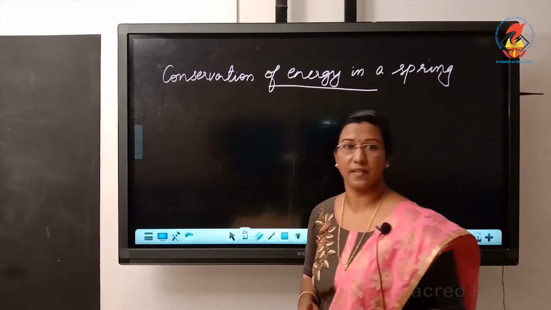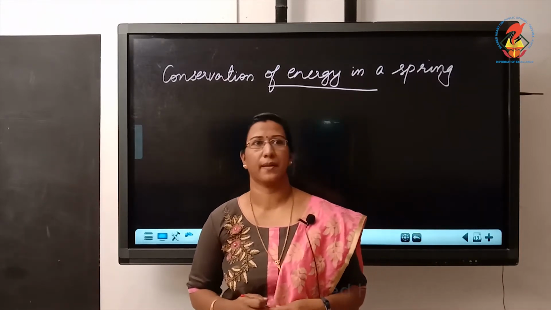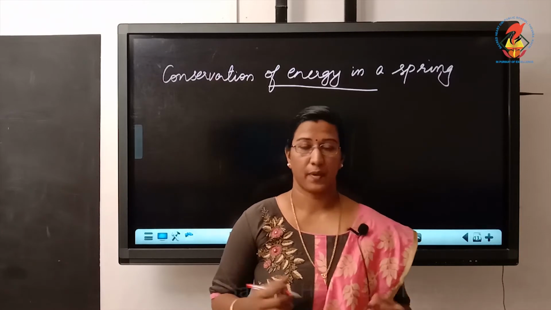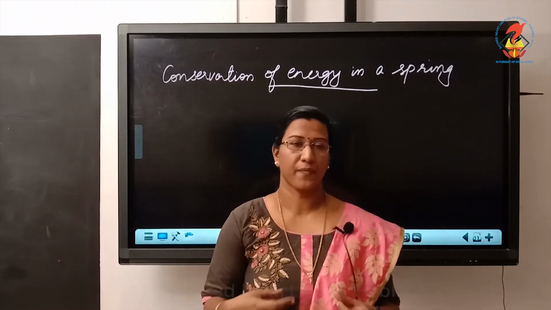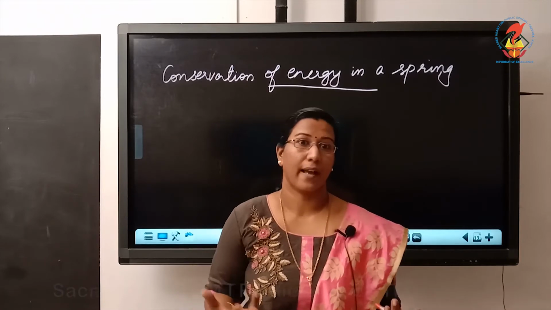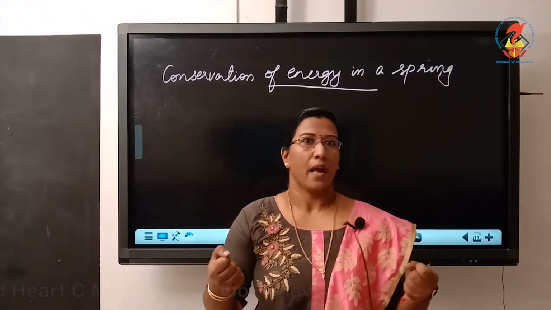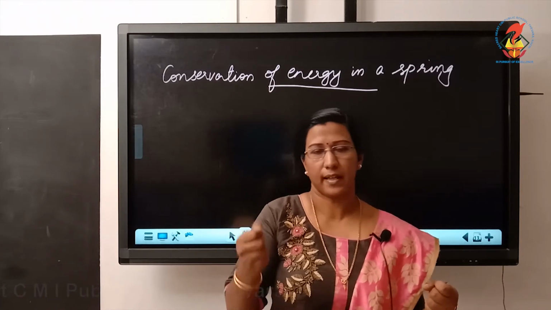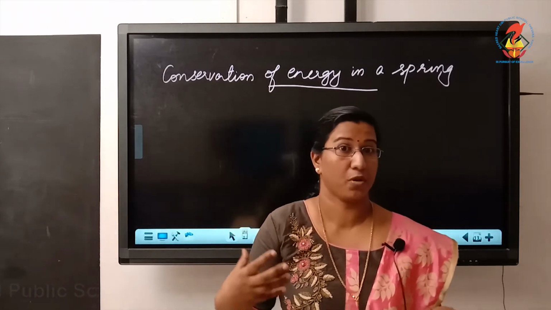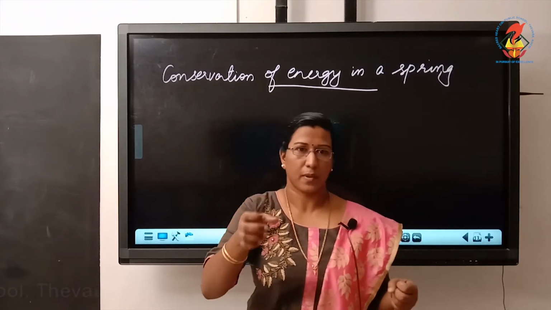Students, in this video we are going to discuss the conservation of energy of a spring. Now imagine you have a spring and you stretch the spring, okay? You're stretching it by applying a force, which means work is done and the energy is stored as potential energy. So you stretch it to the maximum and you're holding it. At that point, the spring has maximum potential energy, but kinetic energy is equal to 0. Why? Because the spring is at rest.